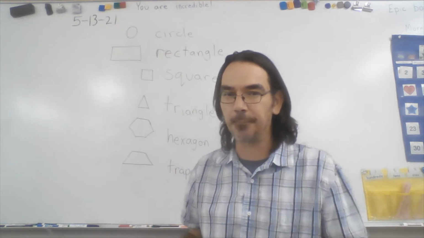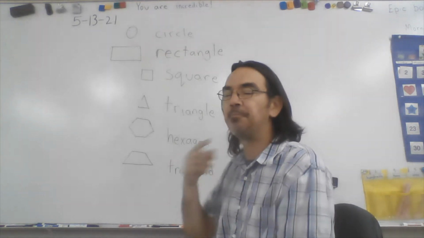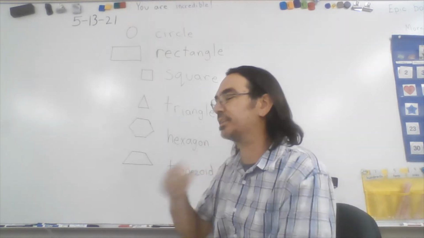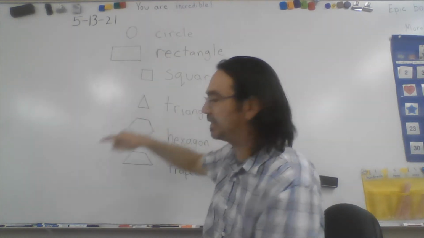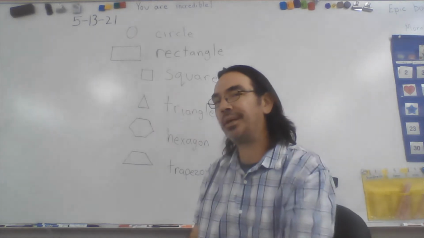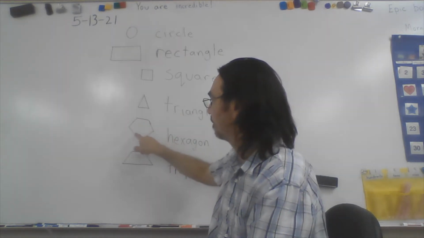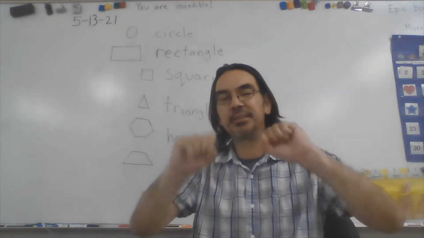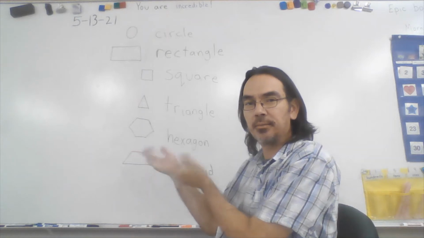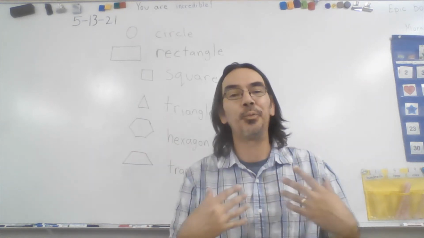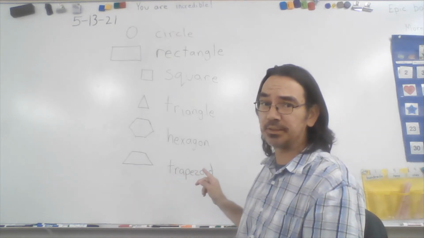We're adding them here. First, we have what's called a hexagon. Let's see how many sides a hexagon has. 1, 2, 3, 4, 5, 6 sides. And how many vertices does it have? 1, 2, 3, 4, 5, 6. 6 sides, 6 vertices is the hexagon. Now, our last one for the day is a trapezoid.